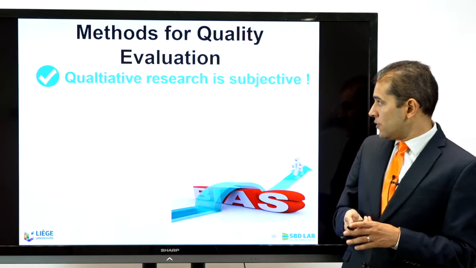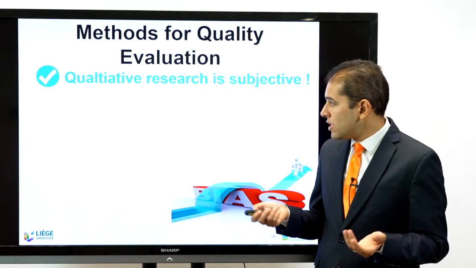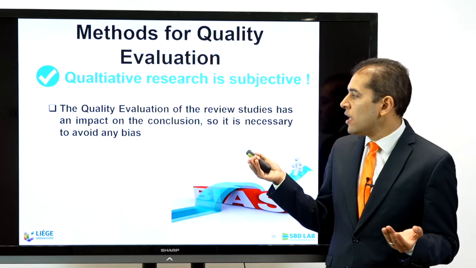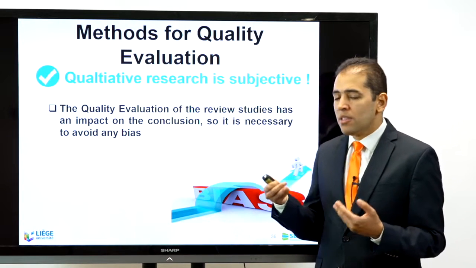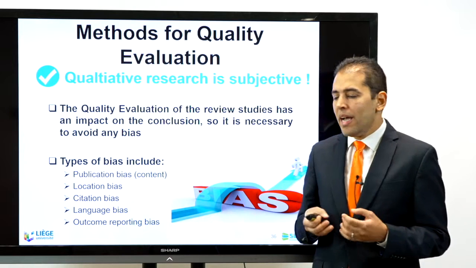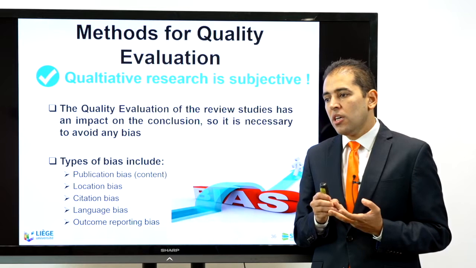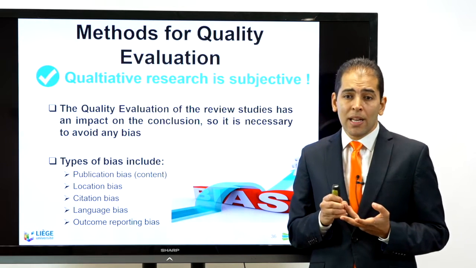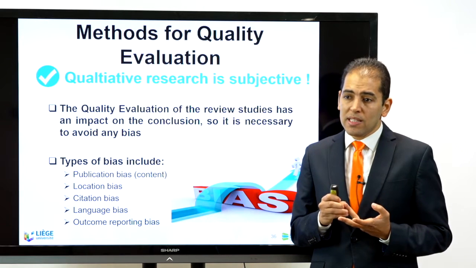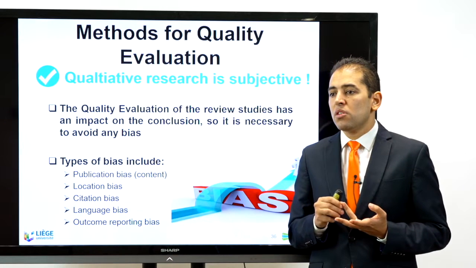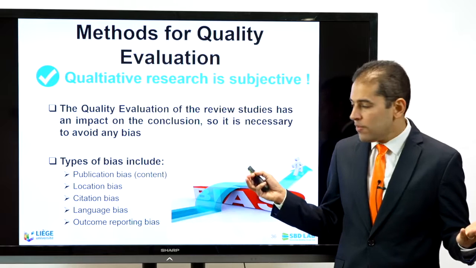Now, for qualitative research, we said before it is subjective. So the quality of evaluation of the review has an impact on the conclusion. So try your best to avoid the bias, and you need to look at the context, the analysis, your interpretation. If you have the ability to do a meta-analysis or to perform statistical analysis for the results and compare them to see the different means and so on, this could be very useful.